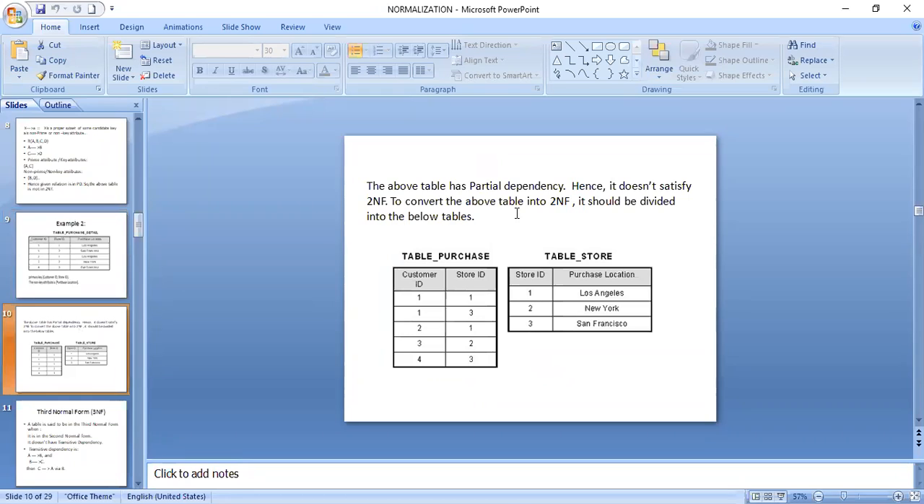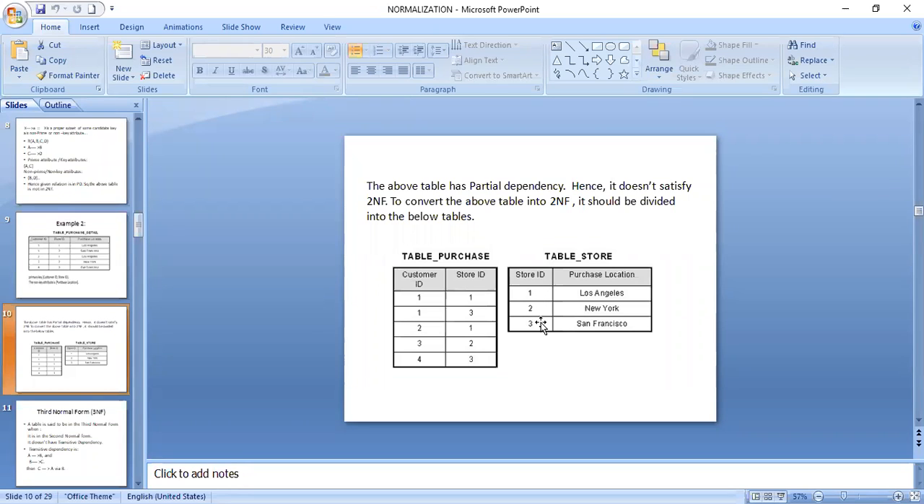As a result, we should convert that particular table into 2NF. How to do that? We will be dividing the table into two other tables. That is nothing but customer ID, store ID as one table. That means customer ID determines store ID alone and store ID determines purchase location alone. As such, we'll be getting two different tables. Now, each of these is in second normal form.